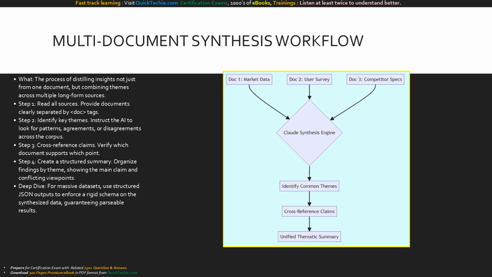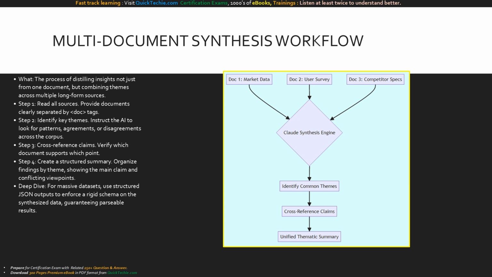First, you provide the documents, carefully separating each with its own numbered doc tag. Second, you instruct Claude to identify key themes and patterns across the entire corpus. Third, you demand cross-referencing. Claude must explicitly state which document supports which claim. Finally, you ask for a structured summary organized by those themes, highlighting any conflicting viewpoints between the authors.